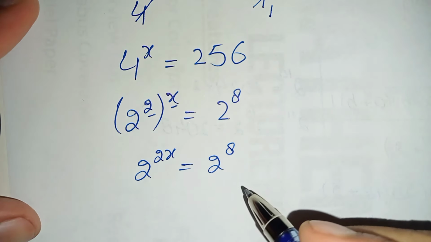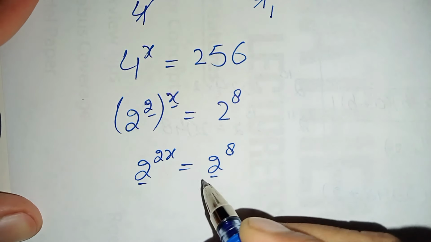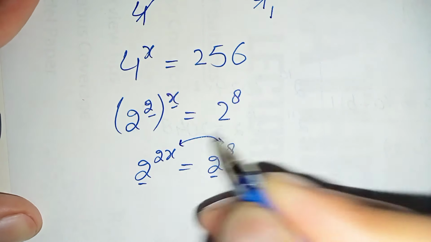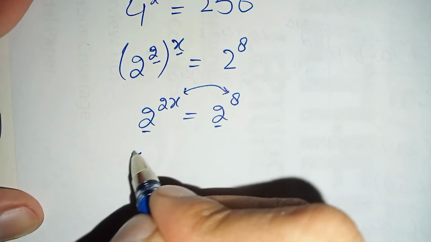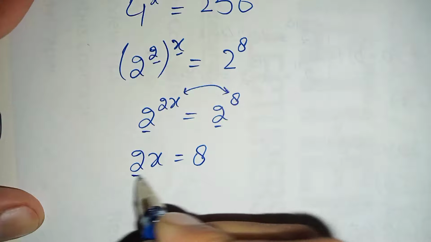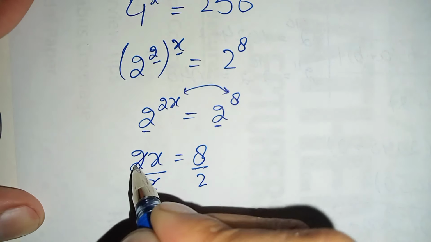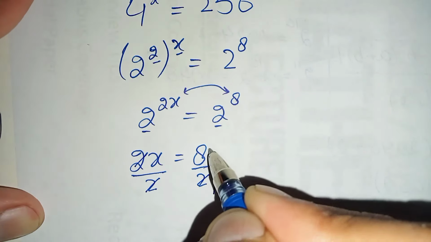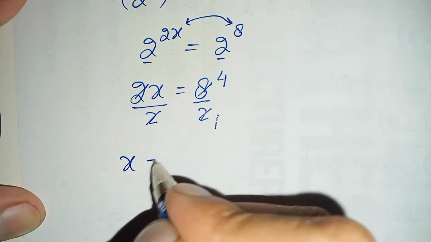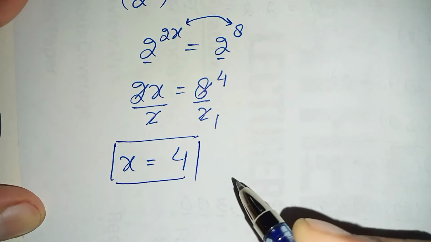Now here in this equation we will use the same base formula, having the same base on both sides. So here in this equation both sides have the same base. So here we will compare the powers with each other. Now the powers are 2x = 8. Now we will divide both sides by 2 to eliminate 2 from the left hand side. So here this 2 and this 2 will be cancelled, and 2 times 1 is 2, 2 times 4 is 8. So x = 4 is our answer and the value of x in this exponential equation.